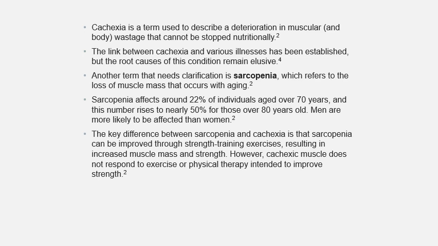So sarcopenia affects around 22% of individuals aged over 70 years, and this number rises to nearly 50% for those over 80 years old. Men are more likely to be affected than women. The key difference between sarcopenia and cachexia is that sarcopenia can be improved through strength training exercises, resulting in increased muscle mass and strength. However, cachexic muscle does not respond to exercise or physical therapy intended to improve strength.